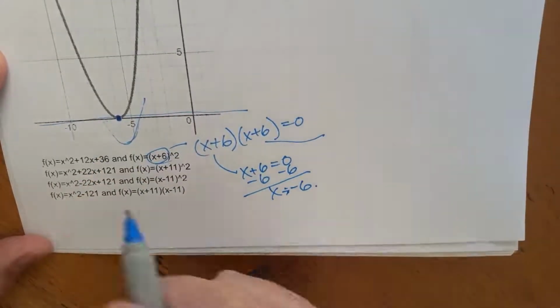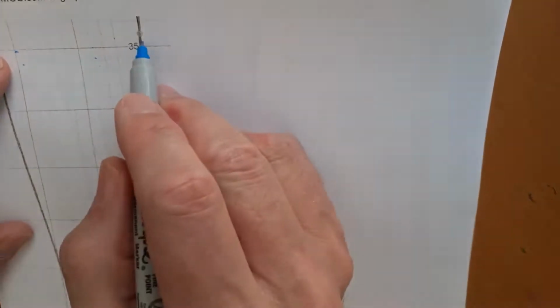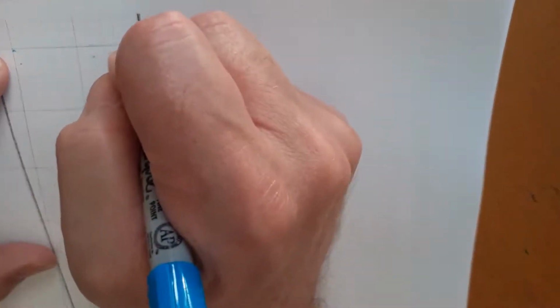Let's go up and see where it crosses. Does it cross at 36 on the y? Sure enough, right there, 36 right here, 35, 36. This is our answer.